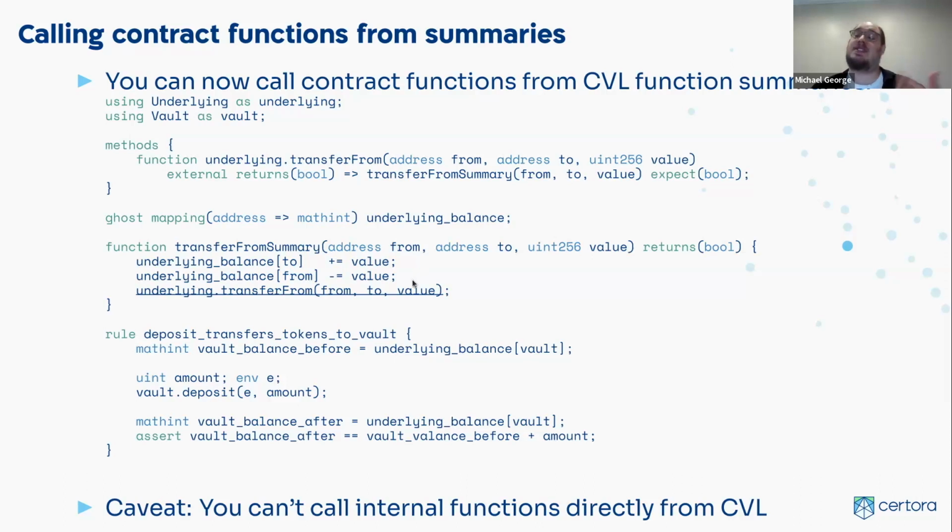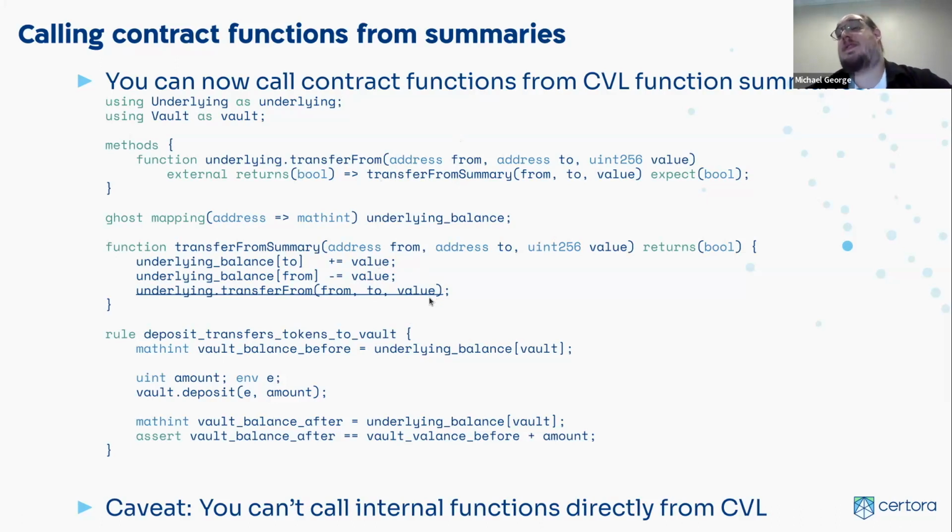So there's a lot of things that you can do with that pattern if you want to prove that a particular method gets called, or that it gets called a certain number of times, or that it gets called with certain arguments, things like that. This pattern is really useful for that. You can summarize the method to update some ghosts and then call the original method.